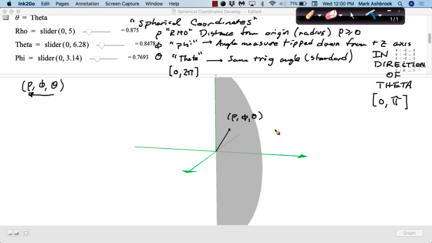So what I want you to do is think about what this would be. Theta equals 2 pi over 3. What set of points in R3 would you get for this? Phi equals 3 pi over 4. These are three separate questions. Rho equals 2. For each of these, what set of points? Describe the set of points that you would get.